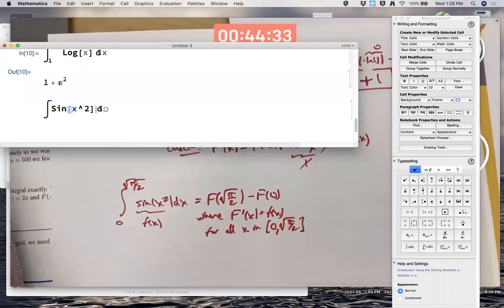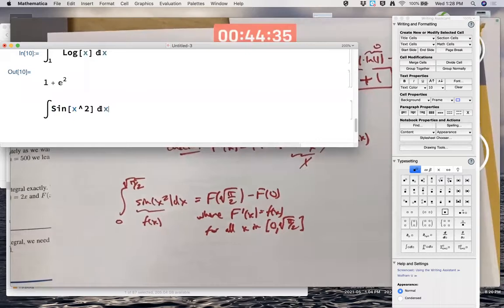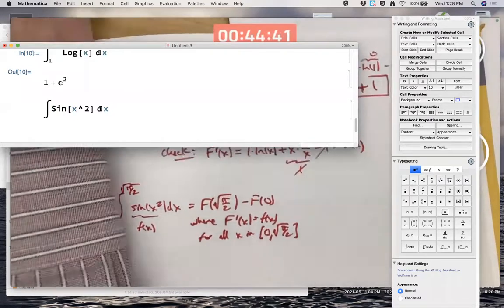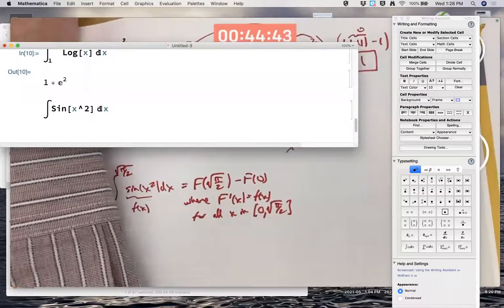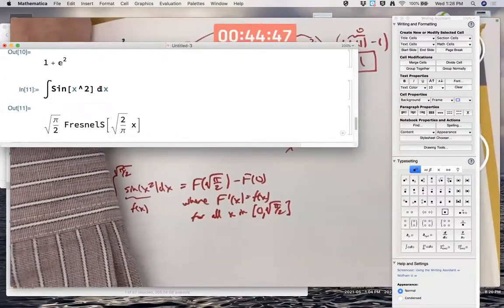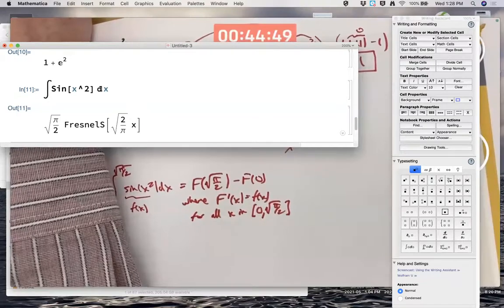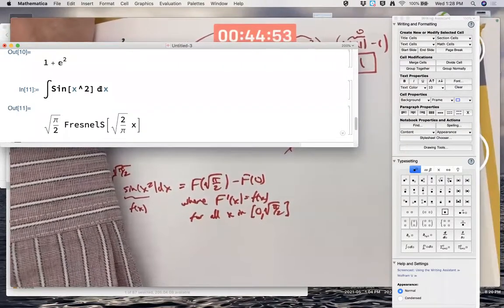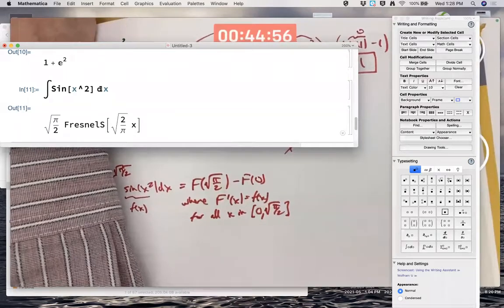Well, one way to do that is with Mathematica. When I say cheat, I don't literally mean cheat, but it just feels like cheating. Mathematica, what's the indefinite integral of sine of x squared? FresnelS. What? FresnelS? What in the world is that?